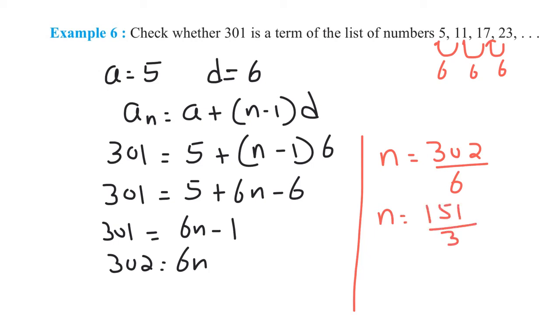3, which is going to be some decimal value. But n has to be a positive integer because n is the term number. So n cannot be a decimal, neither can n be a negative. So therefore 301 is not a term of this series. Good. This is the way you do this kind of a problem. So 301 is not a term. You can write down that over here.